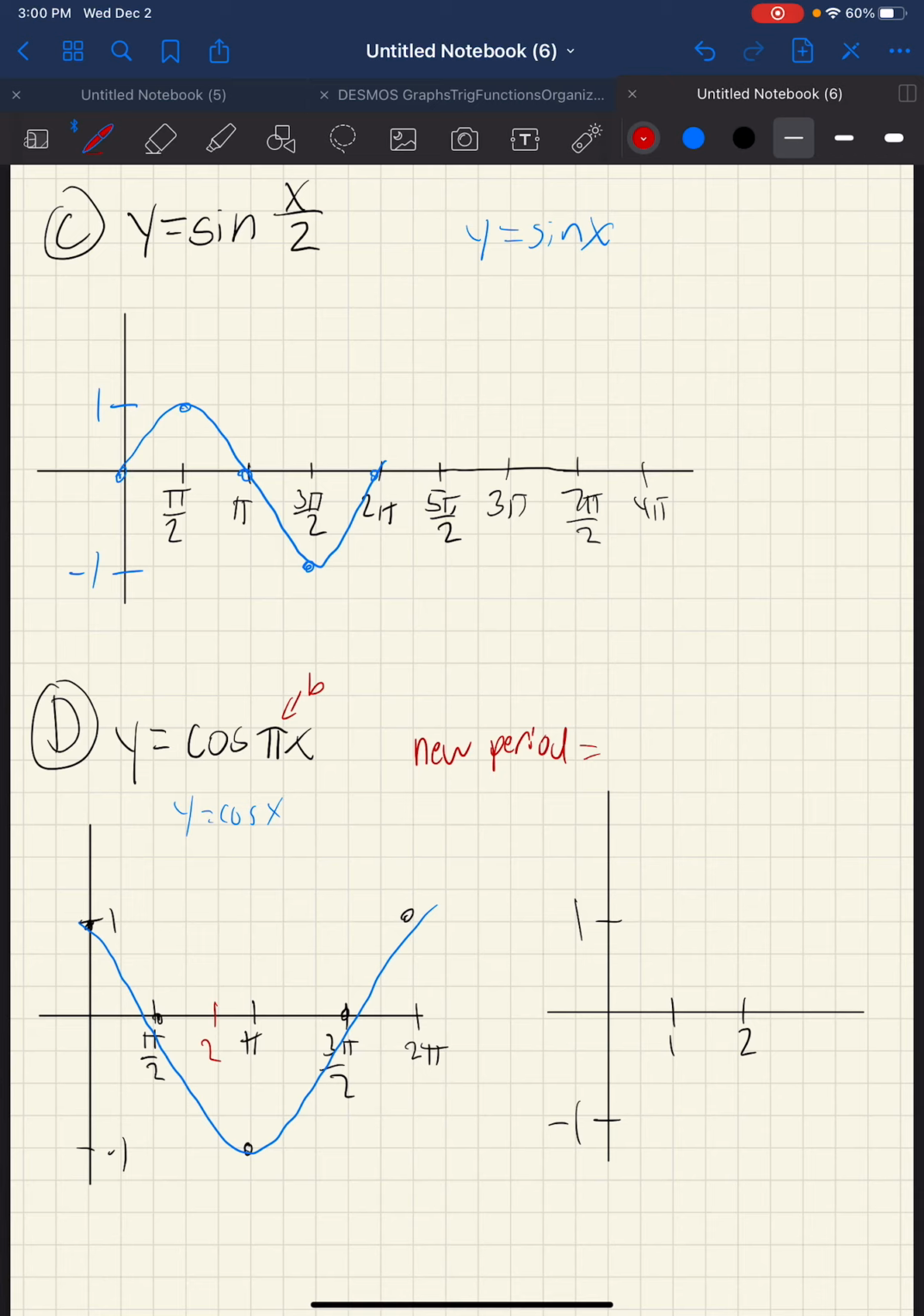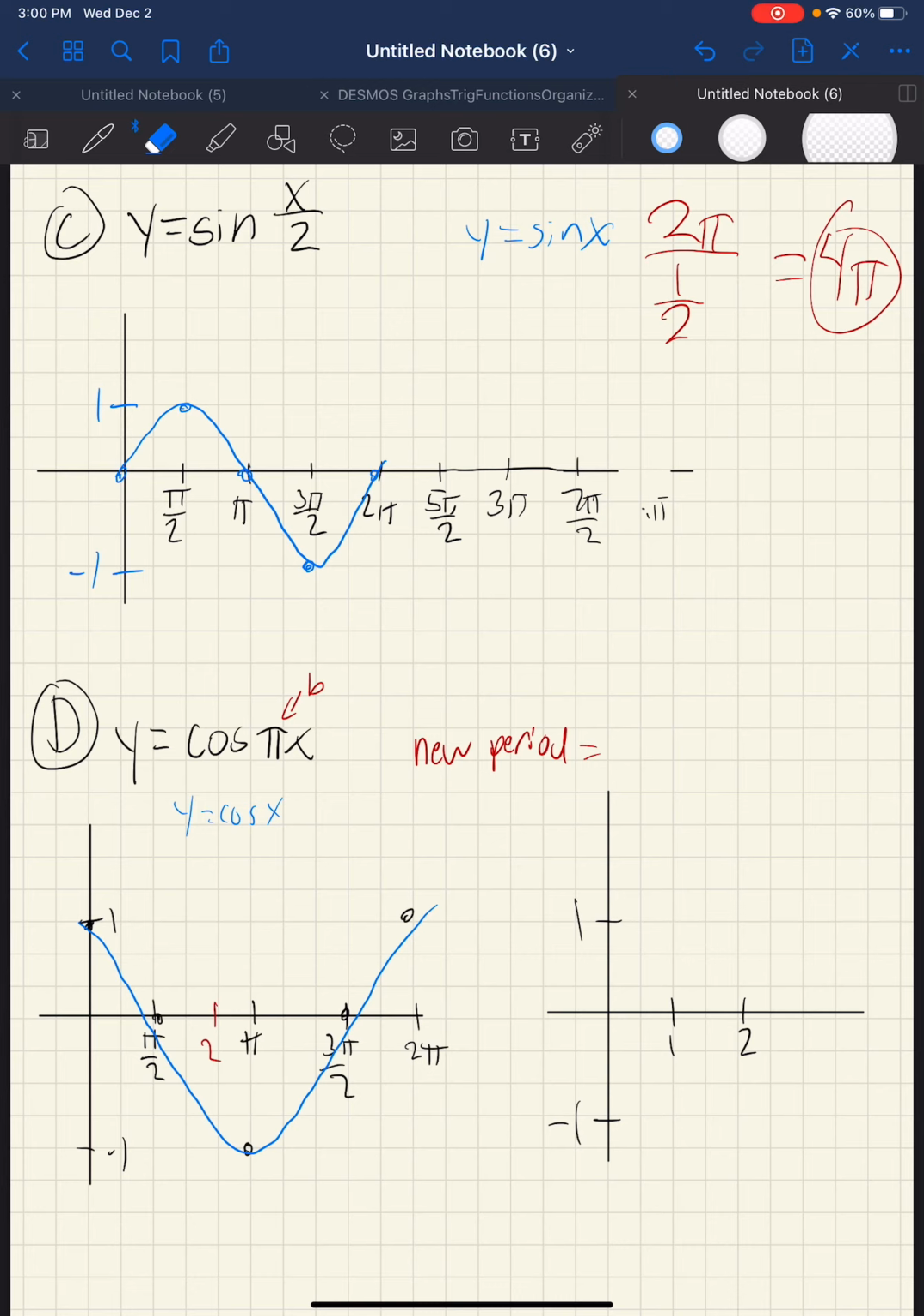So we're going to start off with the same thing. So it's going to be 2 pi divided by 1/2. And you see this actually changes our new period to be 4 pi. Since this was a sine graph, I would like to use our parent graph as a comparison, because now instead of the period being 2 pi, we know that it is 4 pi.